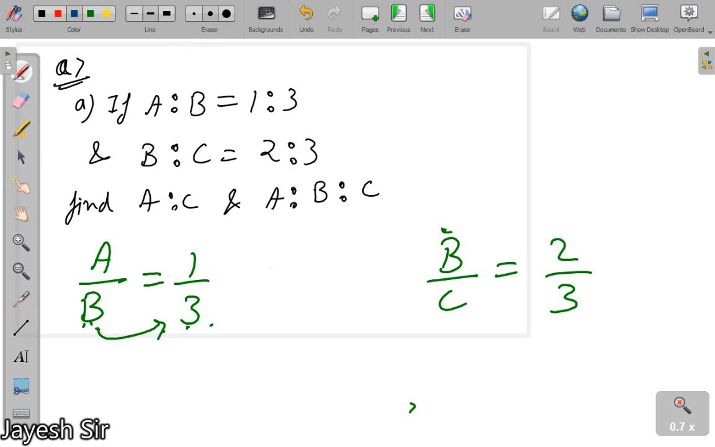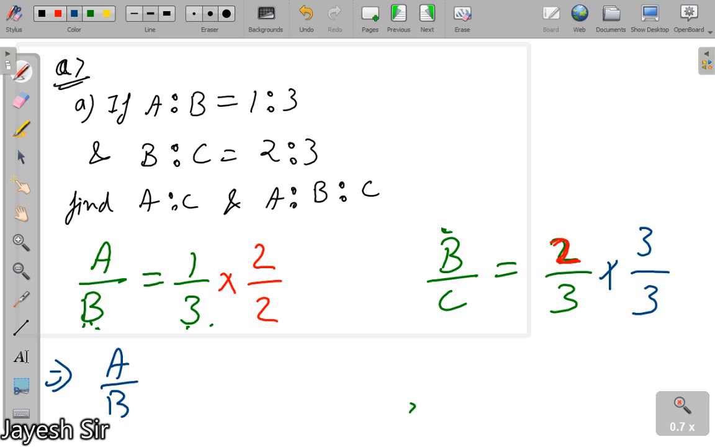So what we are going to do is, we are going to multiply the first ratio in numerator and denominator with the number which was opposite to B in second ratio, with 2/2. And we are going to multiply the second ratio with the number opposite to B in the first, that is 3/3. By doing so, we get A upon B in the first ratio as 2 upon 6 and B upon C in the second ratio as 6 upon 9.